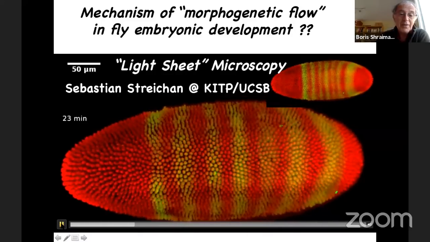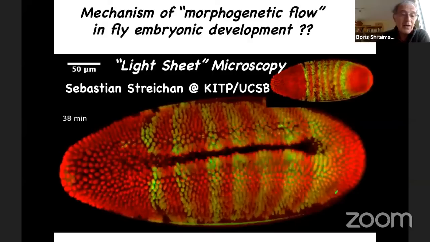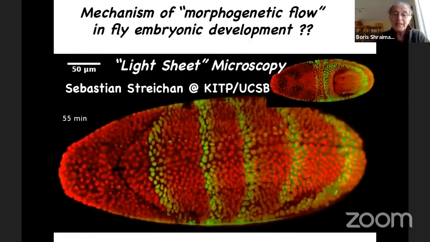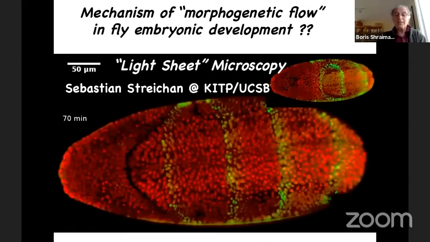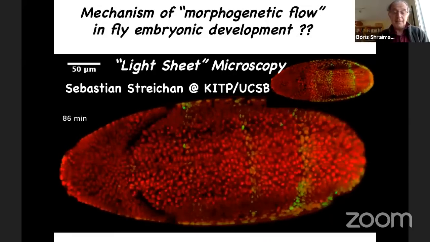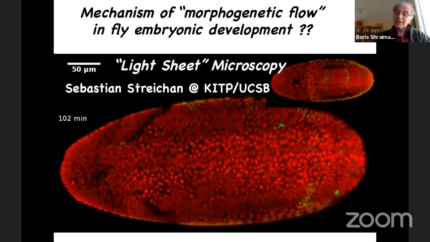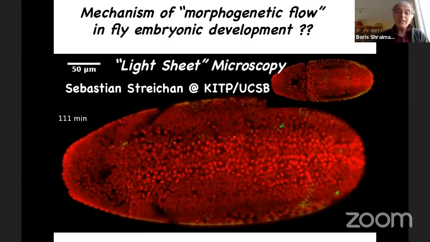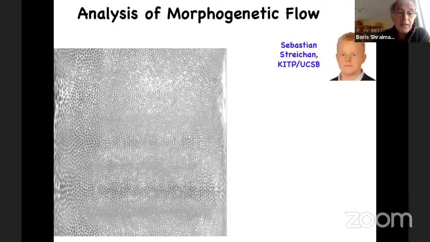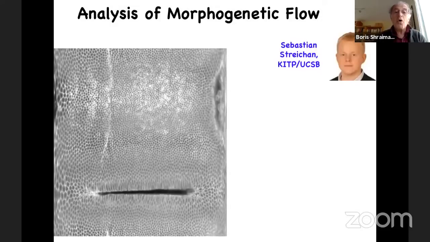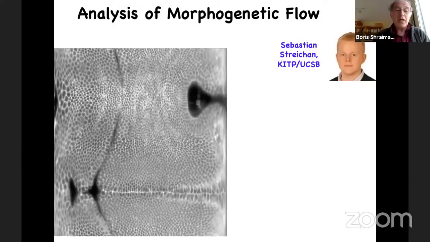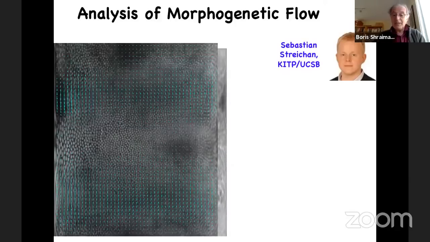The formation of the ventral furrow starts now. And it's followed by this major rearrangement of tissue, which in the embryo is just a monolayer of epithelial cells lying on the surface. This particular movie is done by light sheet microscopy and was done by Sebastian Strachan. Sebastian likes to unroll the skin of the embryo onto the plane and then do a nice quantitative analysis.